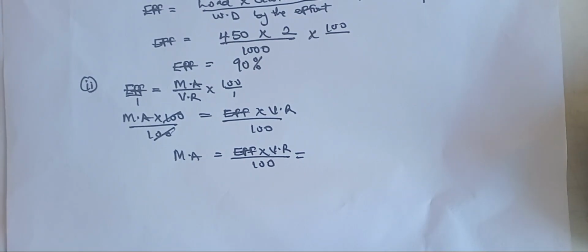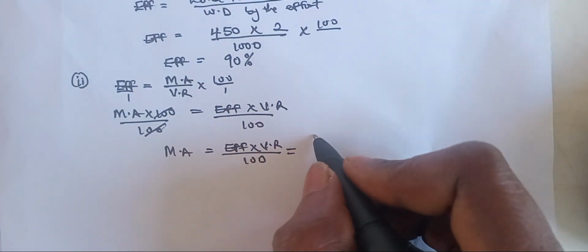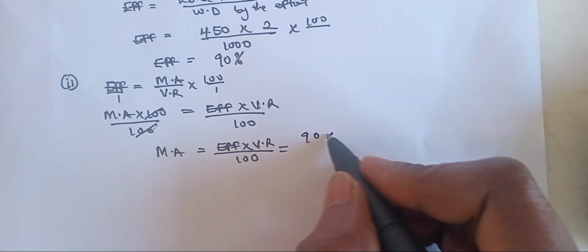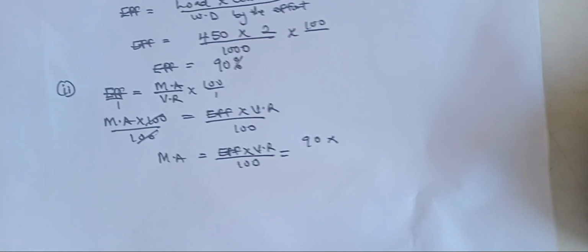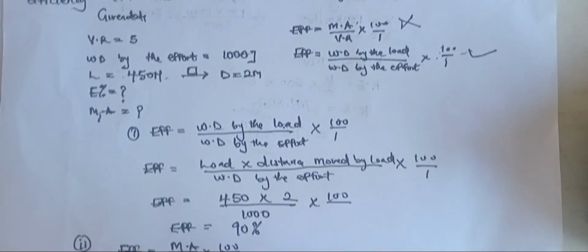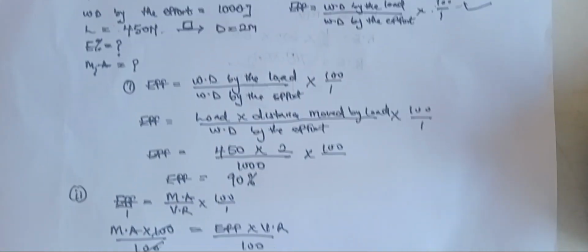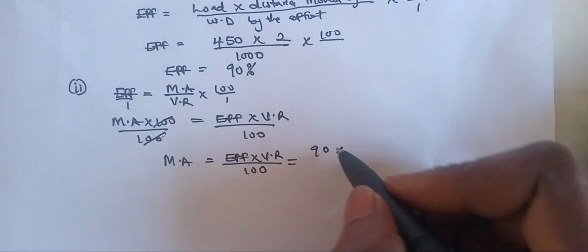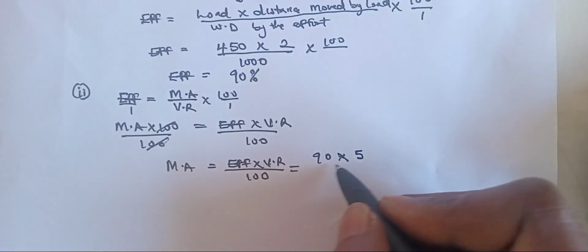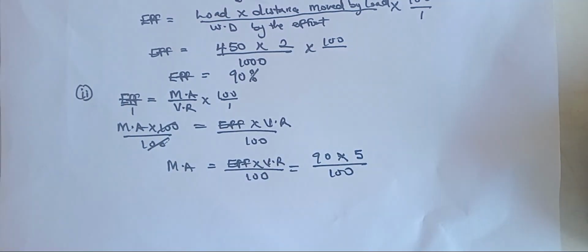So what's our efficiency? Our efficiency is 90, the one we have gotten before. Our velocity ratio from the question is 5. So we input the velocity ratio, 5, upon 100. So it's going to be 90 multiplied by 5 divided by 100.